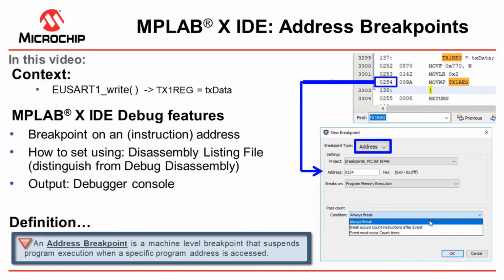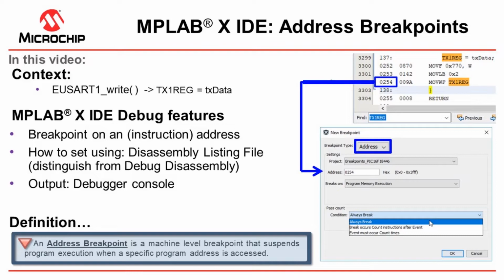So the breakpoint is essentially now being set on an instruction address in program memory. As you can see here with the definition, the address breakpoint is a machine-level breakpoint that suspends program execution when a specific program address is accessed. We're going to see how to use this, how the disassembly listing file works, as a way of distinguishing that from the debug disassembly, so you understand the difference of these two disassembly files that you see in MPLAB X. And we're also going to have a look at the output on the debugger console.